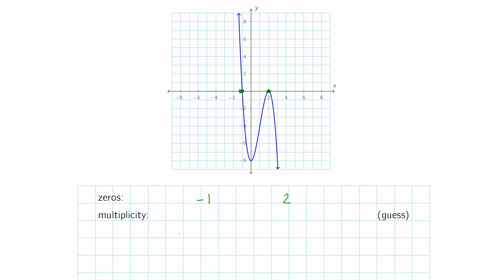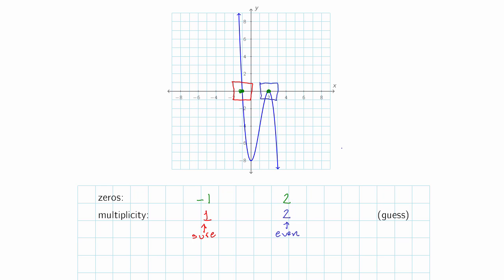What are the multiplicities of those zeros? Well, this one is definitely 1. This looks like a straight line. Only x to the first looks like a straight line. This one is definitely even. We're going to guess that it's 2, because 2 is the smallest even number. Hopefully that'll work. If that doesn't work, we'll try another number.